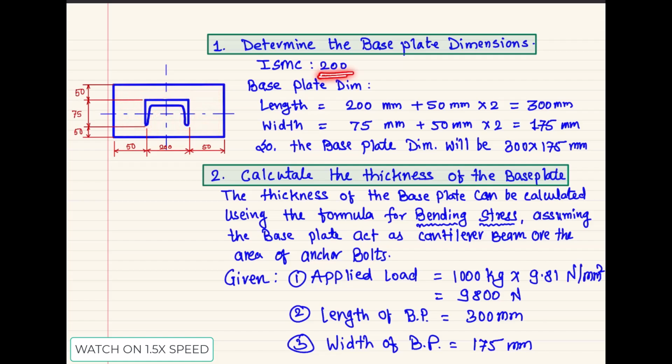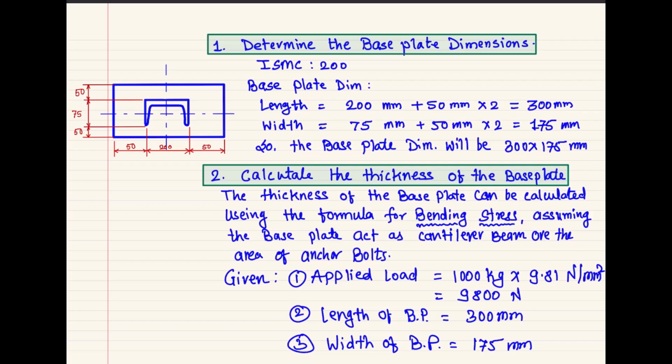For this ISMC 200, the length of the plate we have determined as 200 mm plus 50 mm into 2, equals 300 mm on one side. Then the width is 75 mm plus 50 mm on each side, which is 175 mm on this side. So the base plate dimensions become 300 by 175. This way we usually determine the base plate dimensions.